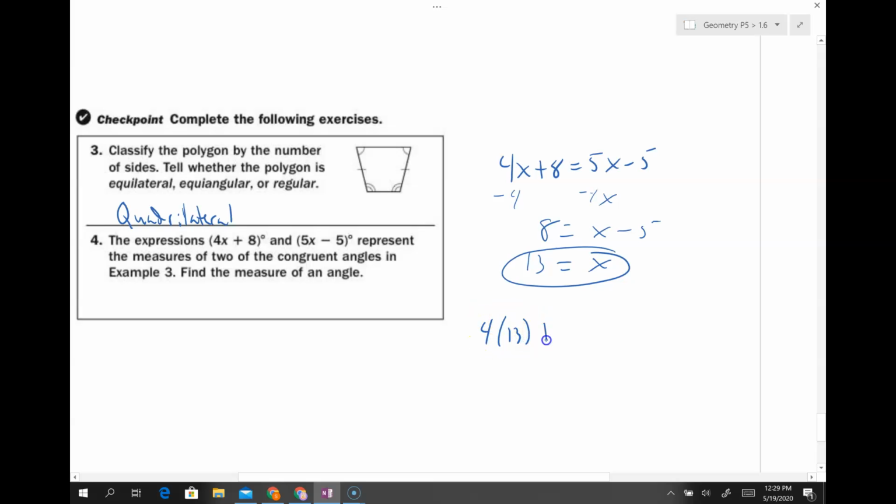So 4 times 13 plus 8. Let's see, 4 times 13, 52, plus 8. Is that right? No, 42, sorry. 42 plus 8. Yeah. Nope. Let's do it. I'm making mistakes here. I should have worked this one out ahead of time. So 4 times 13. I had it right the first time. 52 plus 8 is 60. Okay? So the measure of each angle is 60 degrees.